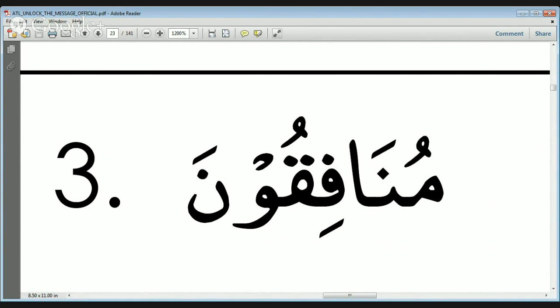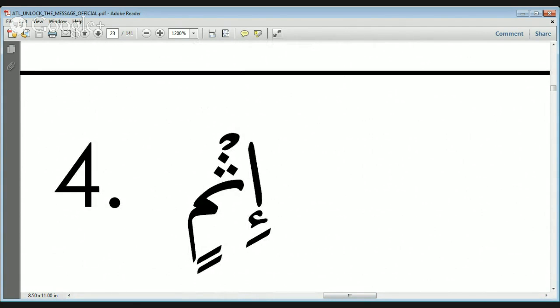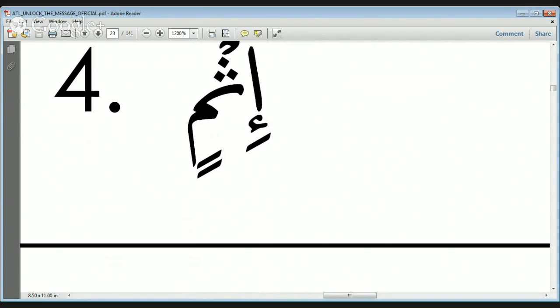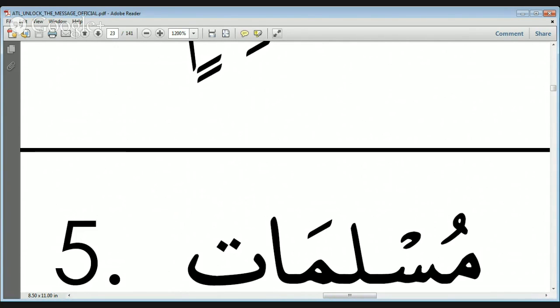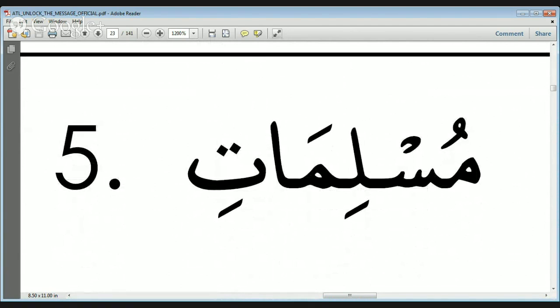Very good. Una. There's a noon. It's not singular, right? It's a plural. And plurals, when we're going over plurals, they have what ending sound? Una. Right? Ithmin. Heavy, good. Why? Tanween, good. Muslimati? Light, very good. Why?